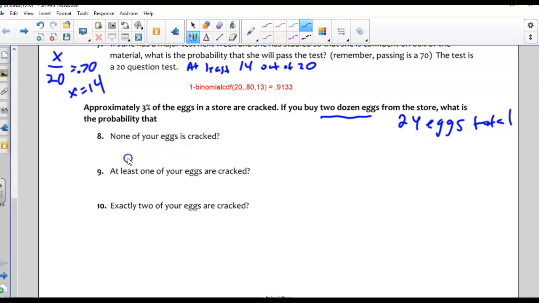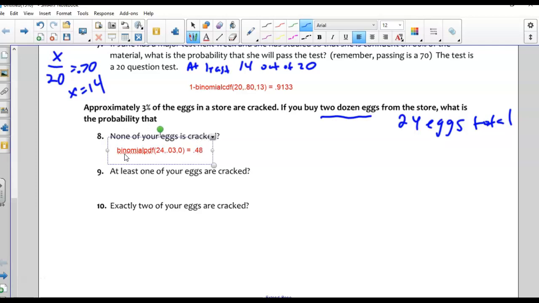That means exactly none of the eggs are cracked. So when it's exact, that's going to be a binomial PDF. Binomial PDF. And we have out of the 24 eggs with a 3%, so 0.03, that 0 are cracked. And that's going to give us a total of 0.4814, so 48.14%. Okay.